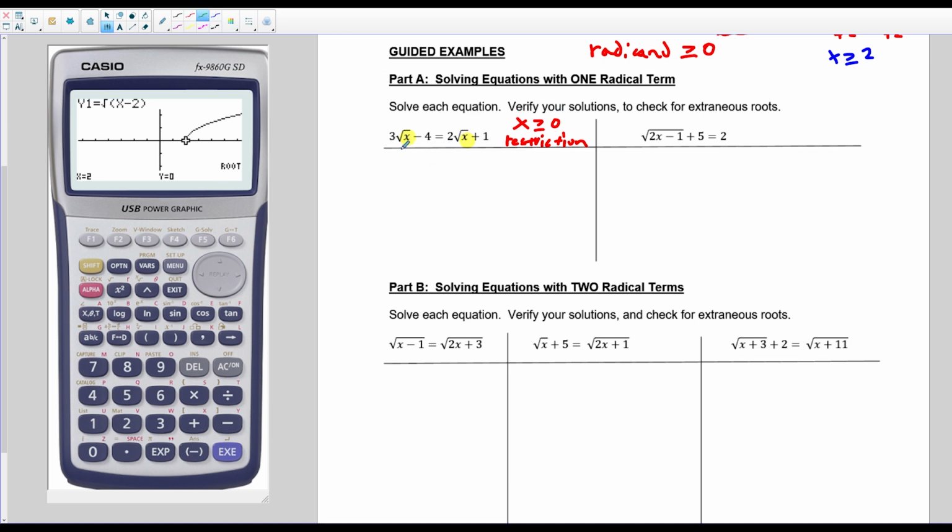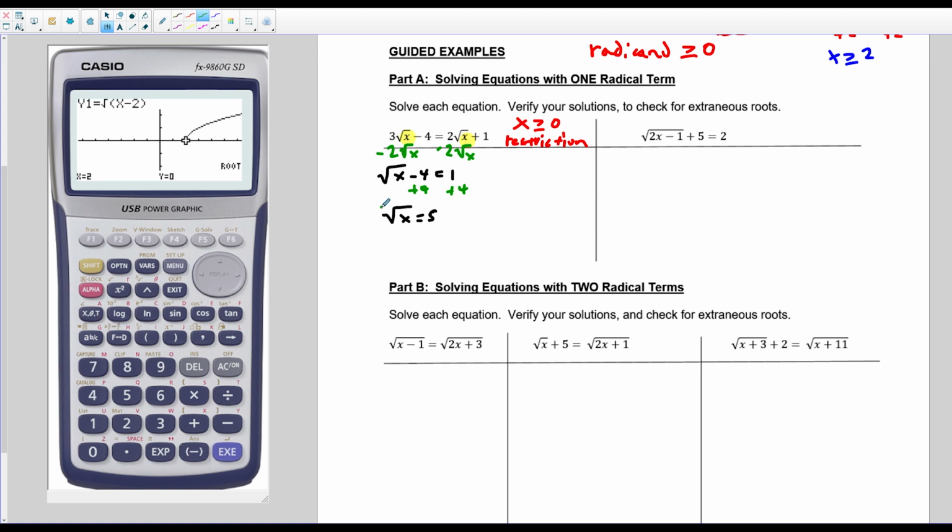Starting off with our equation, step number 1, we're going to try to group all of our like terms. In this case, we have some like radicals here. So I'm going to subtract 2 root x from both sides. This leaves me with root x minus 4 is equal to positive 1. My next step here, I want to try to get this radical by itself, so I can add 4 to both sides, plus 4 and plus 4. And I'll end up with the square root of x is equal to 5.